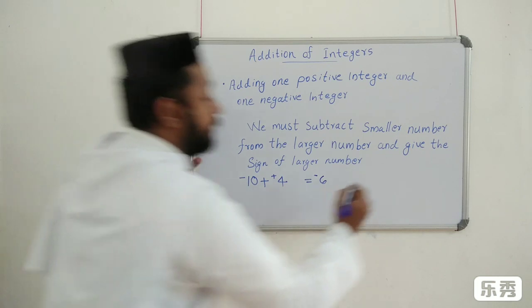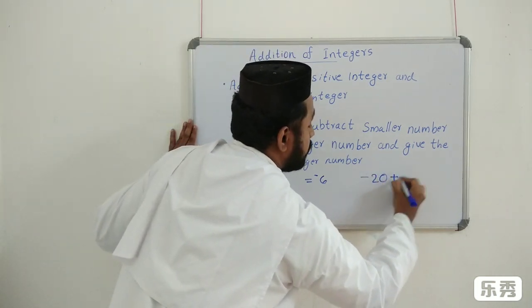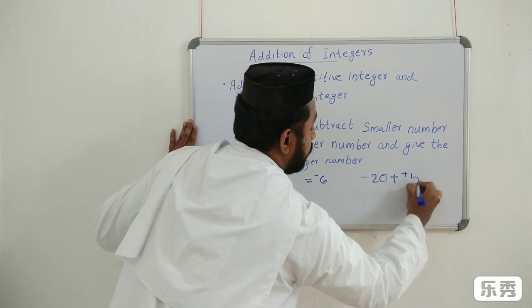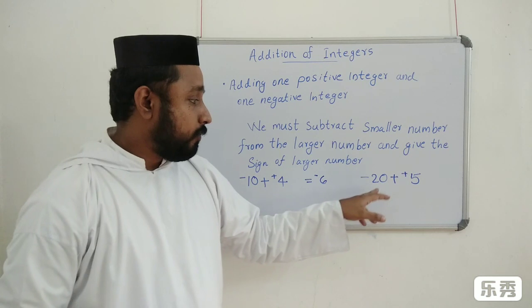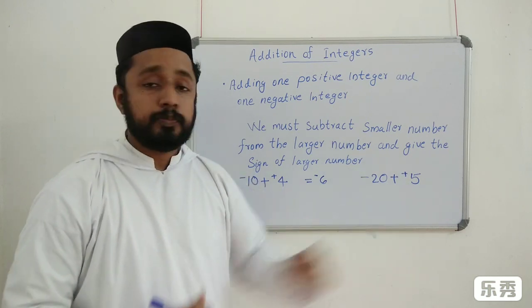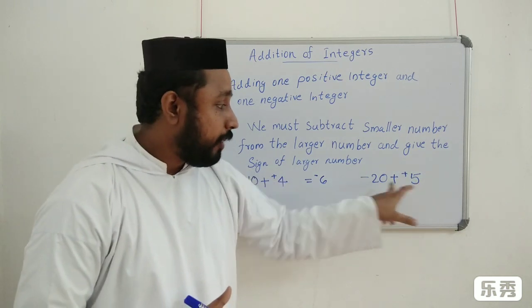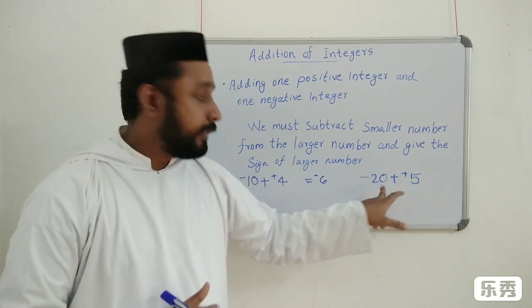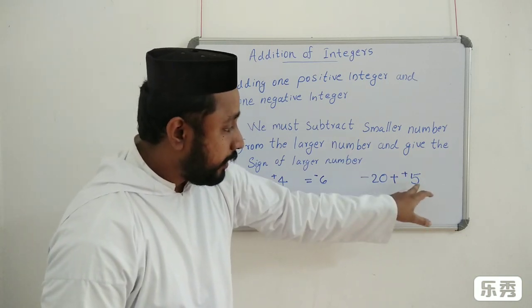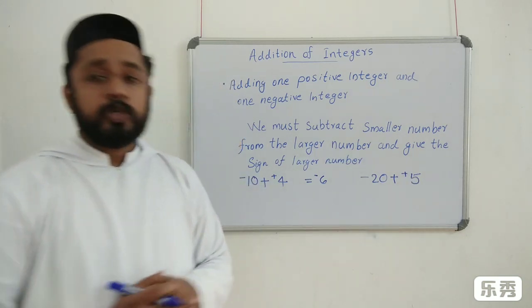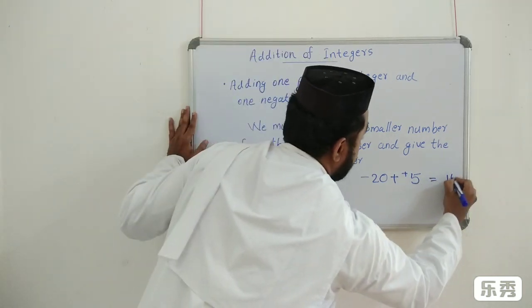Another example is minus 20 plus 5. Addition of two integers, one is negative and other is positive. The rule is that subtract smaller number from the larger number and give the sign of the larger number. 20 and 5. We are going to take 20 and 5. 20 minus 5, which is equal to 15.